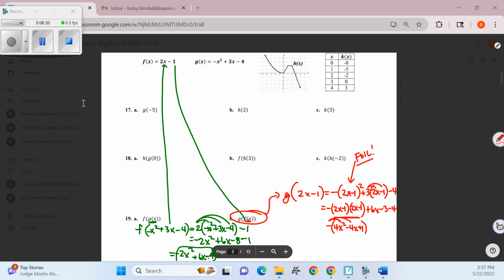Then we'll distribute the negatives. This is really a negative 4x squared plus 4x minus 1. We still have the plus 6x, and then we can combine these things right here to be a minus 7. And I think if we combine everything together, we end up with a negative 4x squared, 4x and 6x, there's 10x, negative 1 and negative 7, there's negative 8.